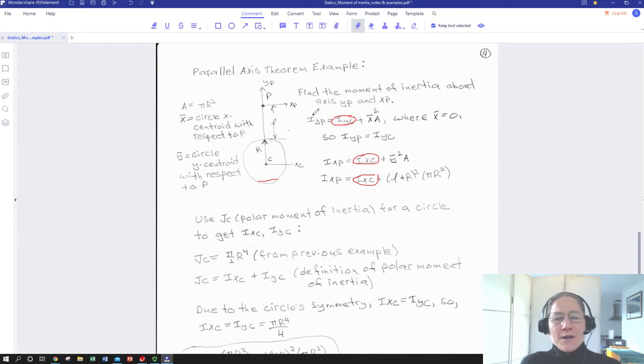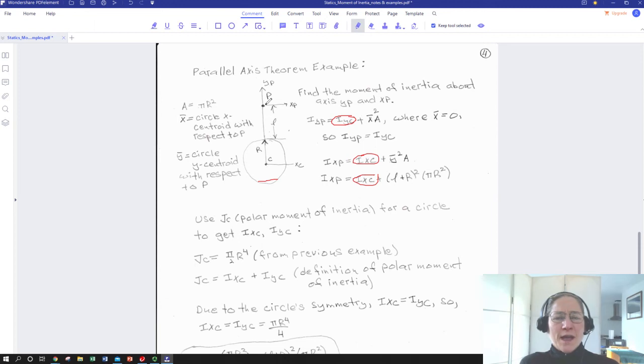So if we're looking for the moment of inertia about the y-axis that goes through point P, well, the first thing to notice is the y-axis that goes through point P is the same y-axis that goes through point C. So the distance between those two axes is 0. So there is no difference. So around the y-axis, the moment of inertia about the y-axis through point P and point C are the same.